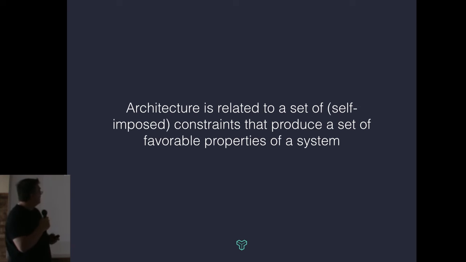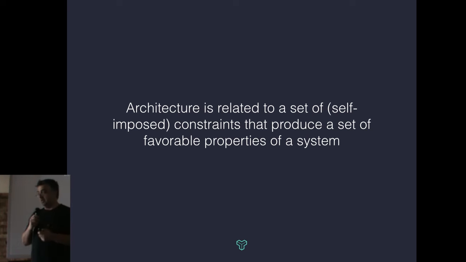This is another thought that I think is, whether you think about it or not, really a useful one. Architecture is related to a set of constraints. They may be self-imposed, that produce a set of favorable properties of the system. Now, one of the clearest examples in the API space is REST.